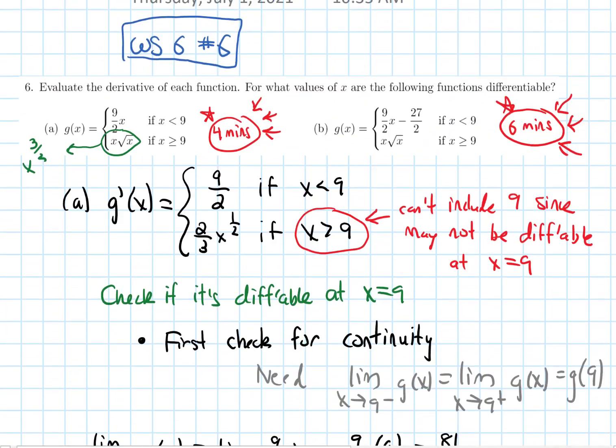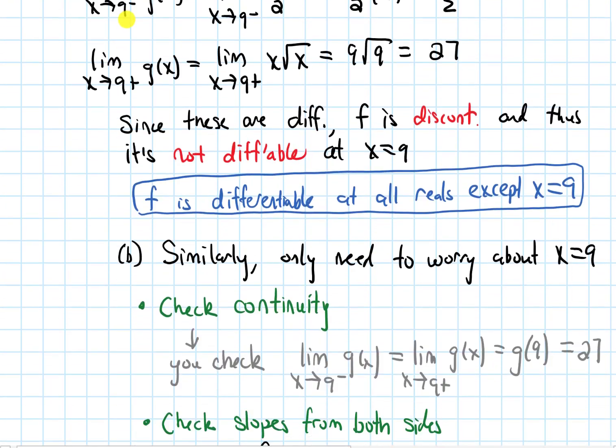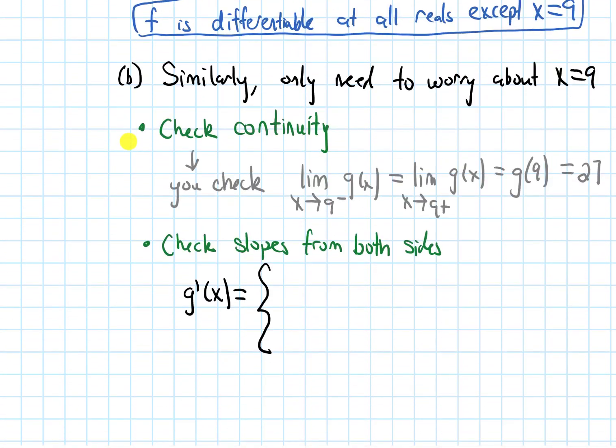So if I look at the top piece, the derivative of 9 halves x is 9 halves. And then the derivative of that, what was it, minus 27 over 2 is going to be 0 because that's a constant. So we'll get this if x is less than 9. And for the other piece, we've already done that derivative before. It was 2/3 x to the 1/2. And we're going to get that's the case if x is greater than 9.